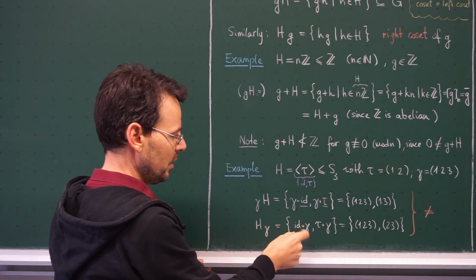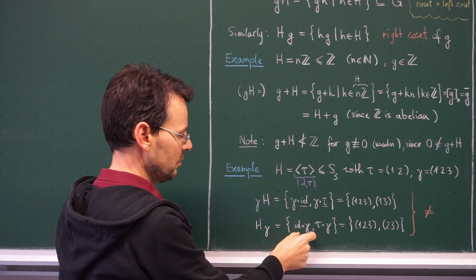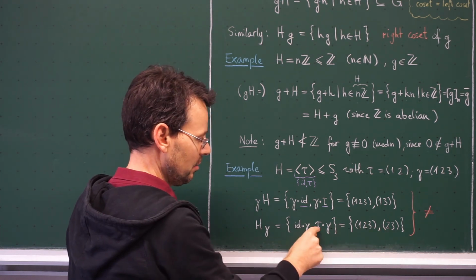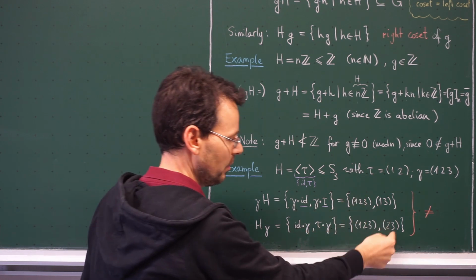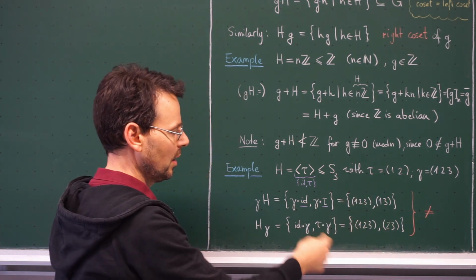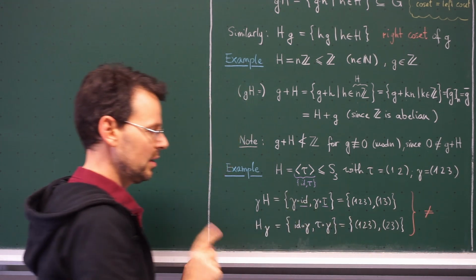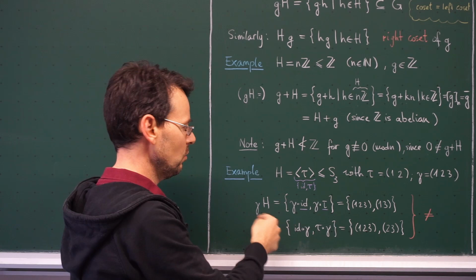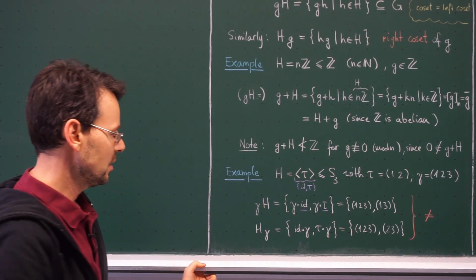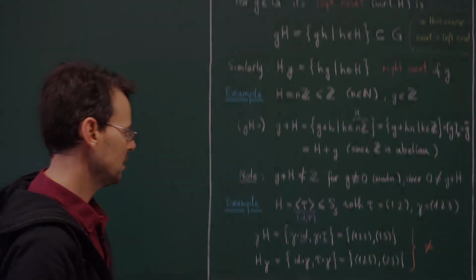Now the other way round: the identity composed with γ clearly stays γ, but here, because those 2 elements do not commute, I end up with the transposition (2 3). So left and right coset are not the same. So when working in non-abelian groups, you have to be careful about switching the order of the coset.